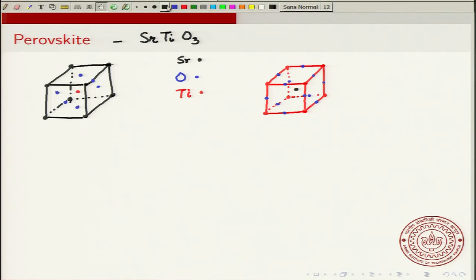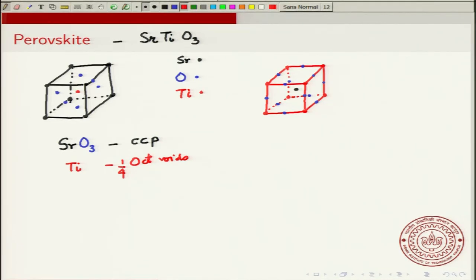Now you can really think of this as SrO3 which is forming a CCP. So the combination of strontium and oxygen together seem to form a cubic close pack. If you take both strontium and oxygen together, they seem to form a cubic close pack, and this titanium is at the octahedral void. It's actually at 1/4 of the octahedral voids. So you can also visualize this perovskite structure in this manner.